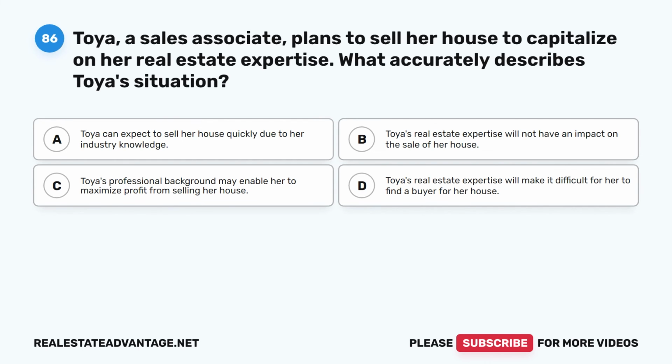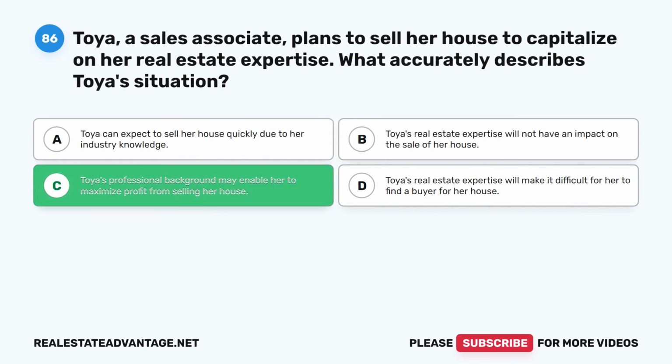What accurately describes Toya's situation? A. Toya can expect to sell her house quickly due to her industry knowledge. B. Toya's real estate expertise will not have an impact on the sale of her house. C. Toya's professional background may enable her to maximize profit from selling her house. D. Toya's real estate expertise will make it difficult for her to find a buyer for her house.